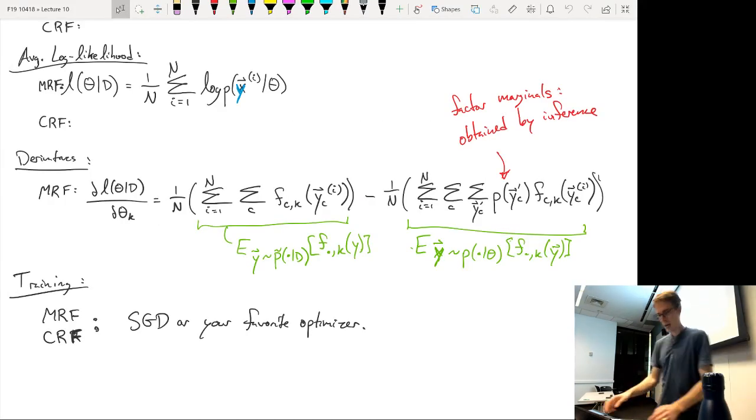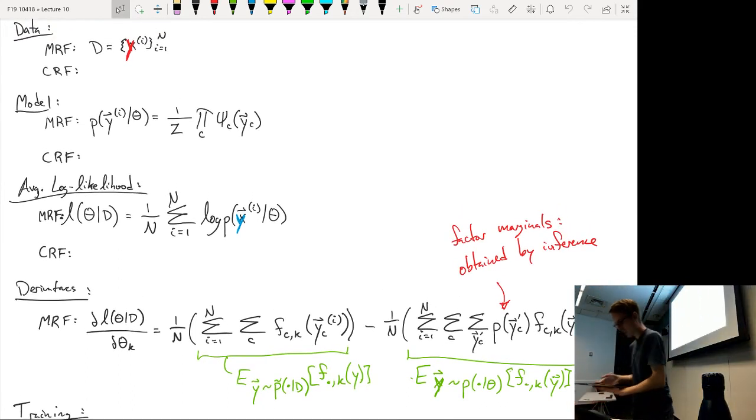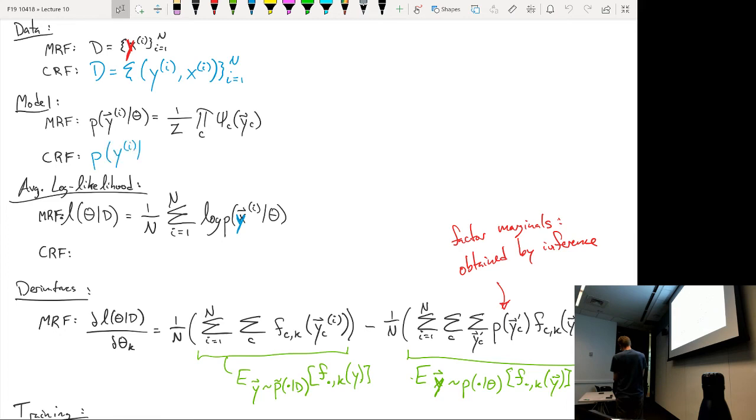Okay, so now we can jump back to what we were doing with the MRF and show how it contrasts with a CRF. For a CRF, we're going to have data that looks pretty similar, but now it will be pairs of y_i and x_i. Again, we'll have N of them. And then for the actual model, now we have some p of y_i given x_i and theta. And that's going to be some 1 over z of x. So the partition function is a function of x, times a product over factor c of psi_c, which can be a function of y_c, but also of the entirety of x.